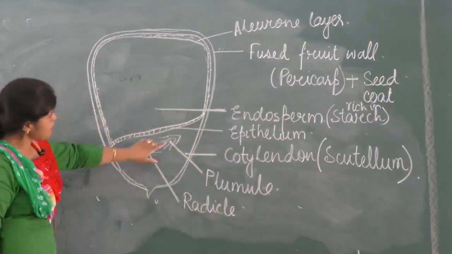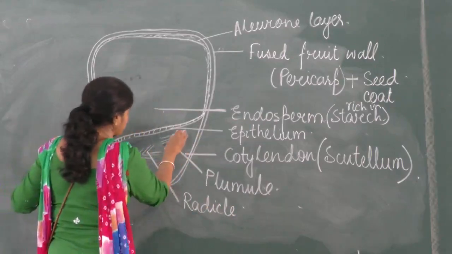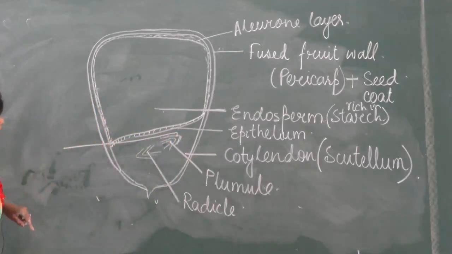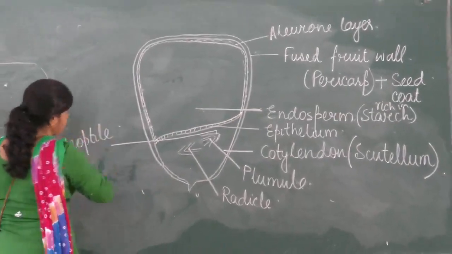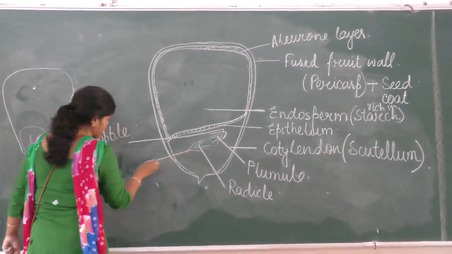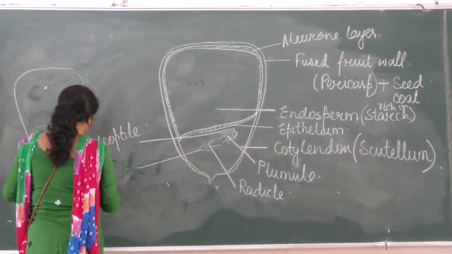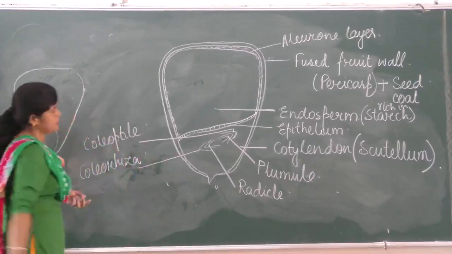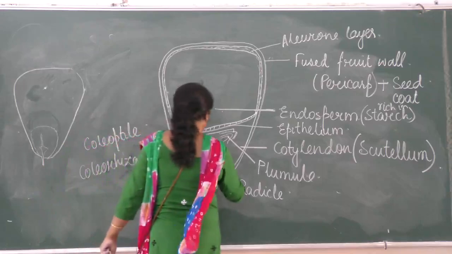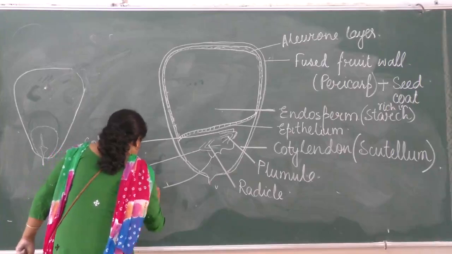The plumule is protected by, if you see this one, on this side I am writing, the coleoptile. And the radicle is protected by leaf-like protective structures known as coleorhiza. And this whole entire thing is an embryo, the baby plant.